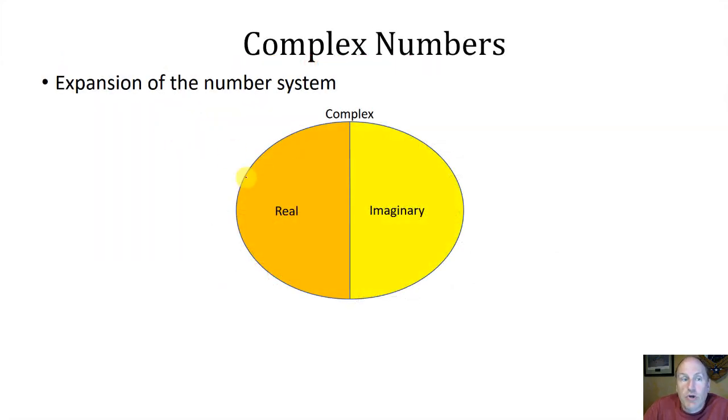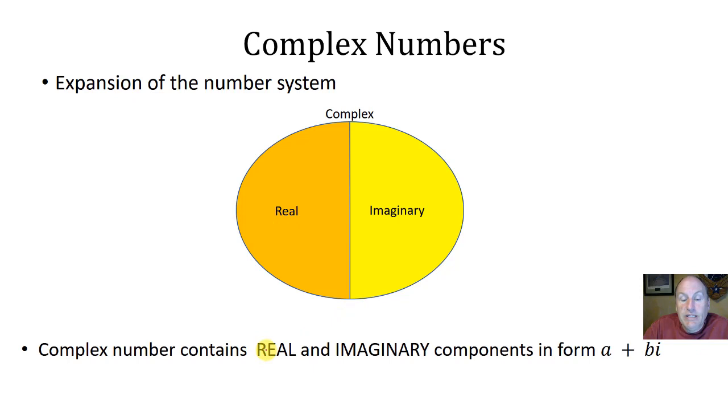So complex numbers are an expansion of the number system. Up till now, you've dealt in the real numbers. There's a completely different screencast and all kinds of information on the real number system itself. The complex number system expands that, including an imaginary part. So a complex number can contain a real and an imaginary component in the form a plus bi. The first part, the a, is the real part, and the other part, the bi, is the imaginary part.